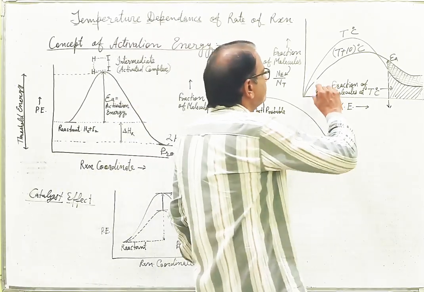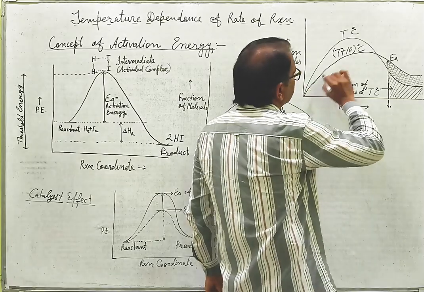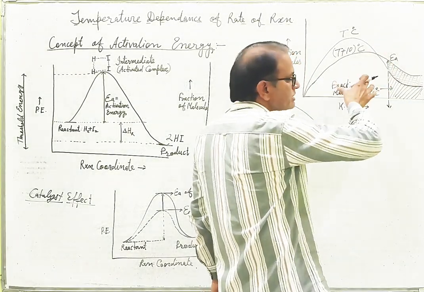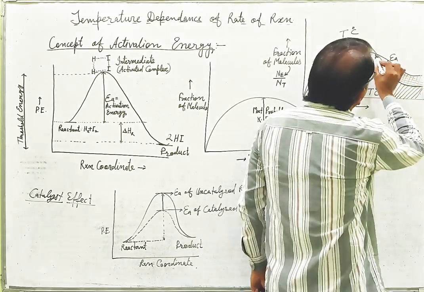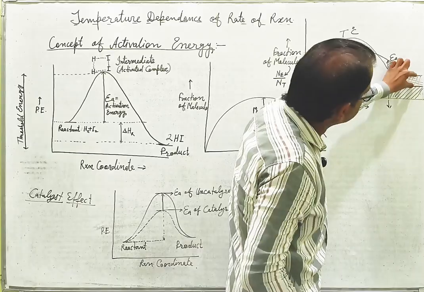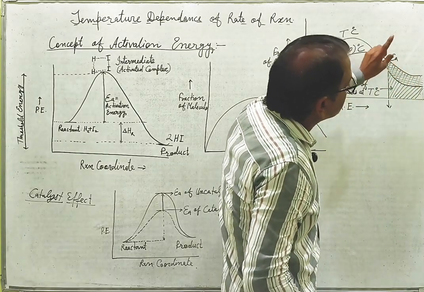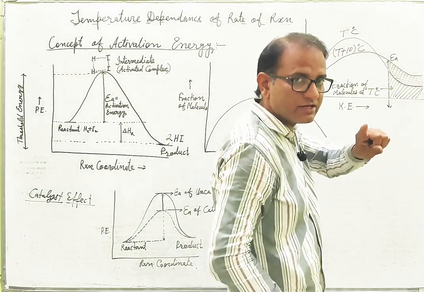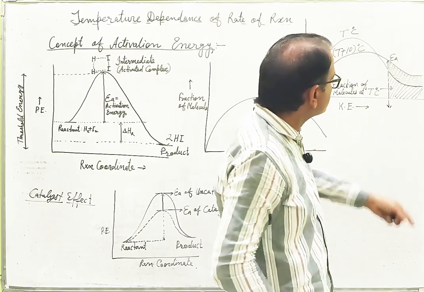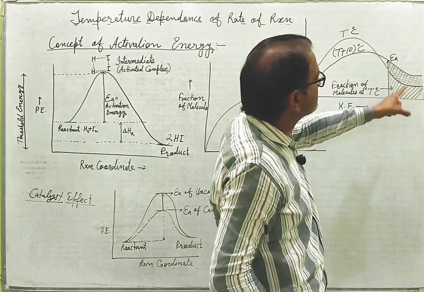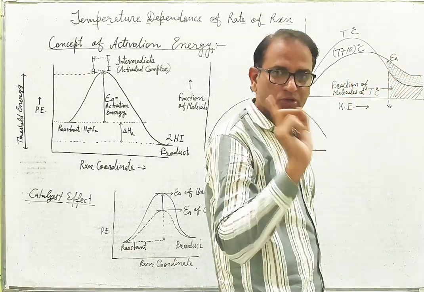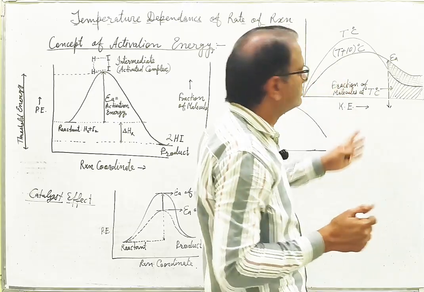So if it is getting flatter and broader, then what will be the result of this broadening? This extra area is the area which is converting into product. So on increasing the temperature by 10 degrees Celsius, this much extra fraction of molecules will convert into product, and this is clear from the graph.